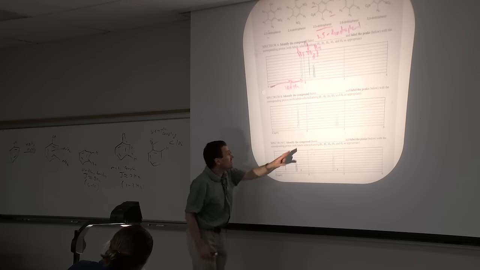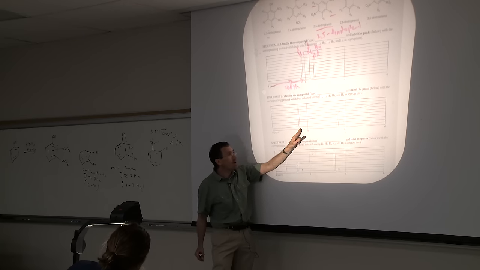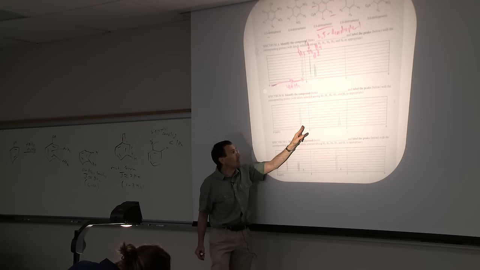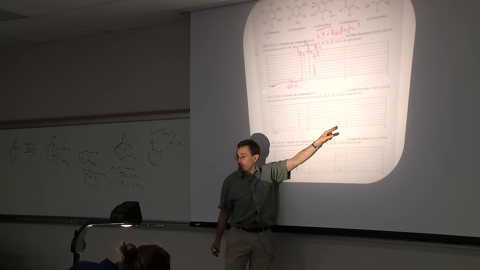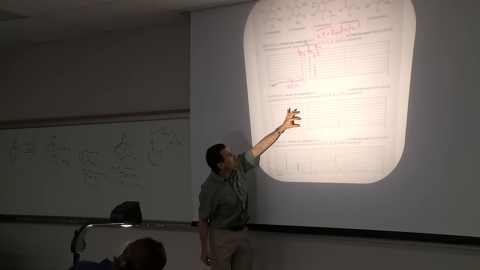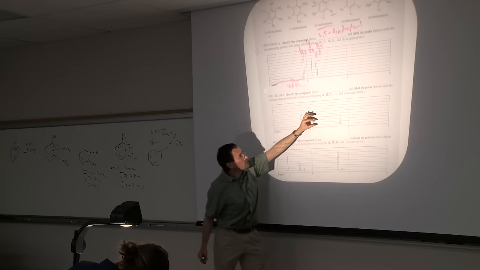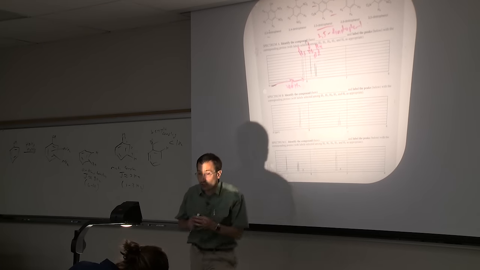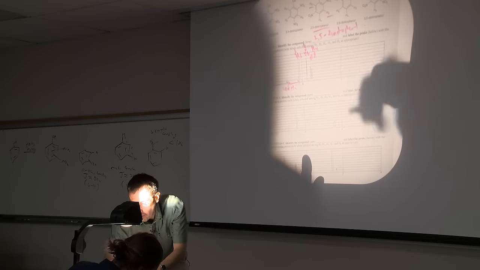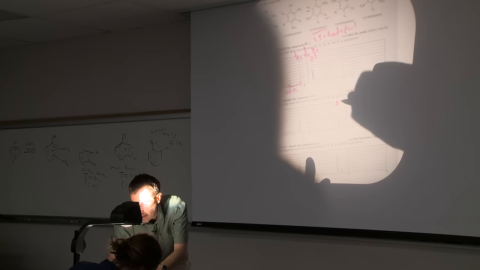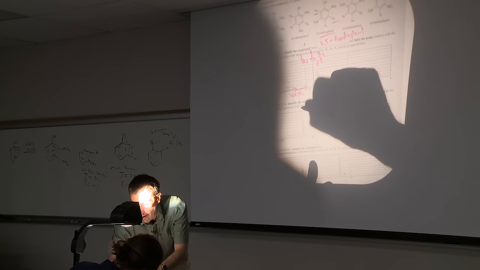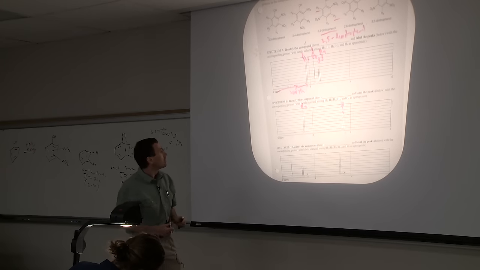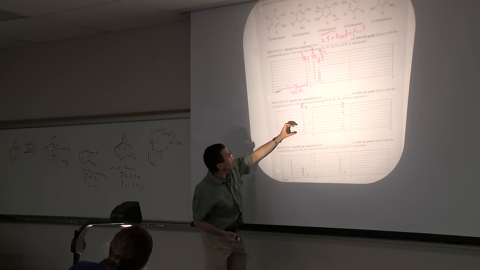Okay, the next spectrum's really interesting. What pattern do we have here? A doublet. What pattern do we have here? Triplet. What's the ratio of integrals? What's this ratio to that ratio? We have a triplet and a doublet. The triplet is in ratio 1. The doublet is in ratio 2.